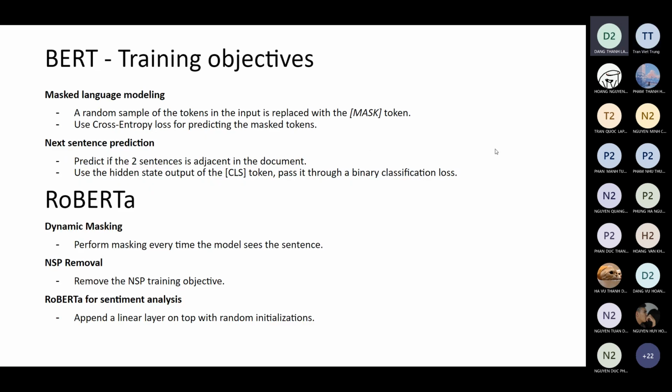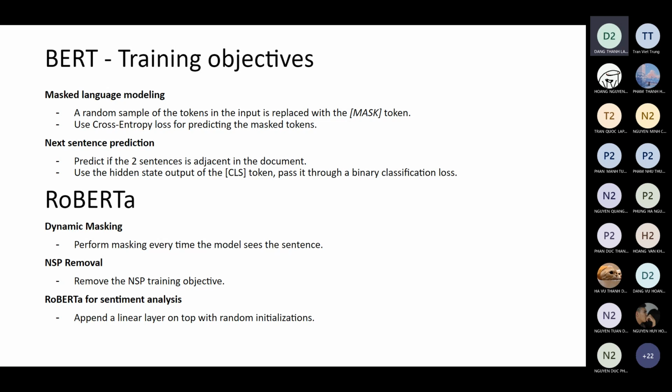BERT has two training objectives, and they are optimized simultaneously. The first one is masked language modeling, which was previously described in the transformer section. And the second one is next sentence prediction, which is a binary classification problem. It uses the hidden state output of the CLS token and passes it through a binary classification loss.